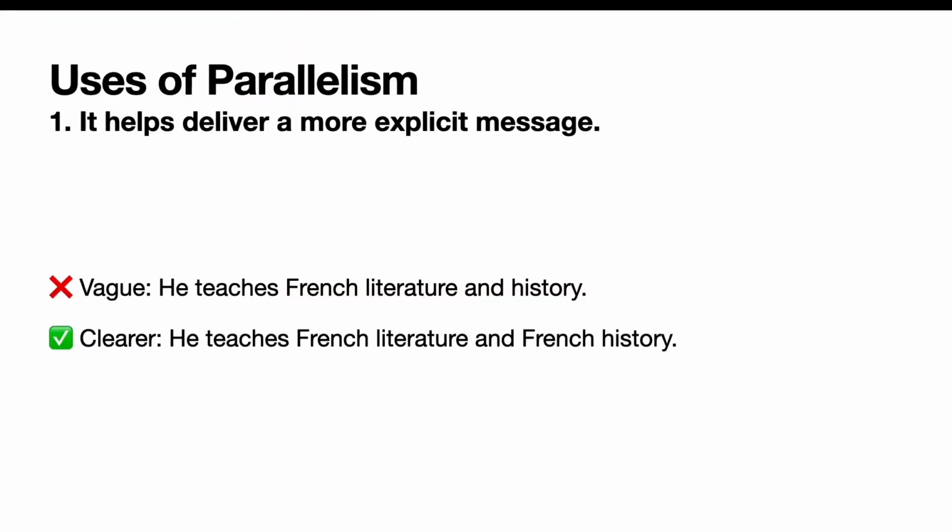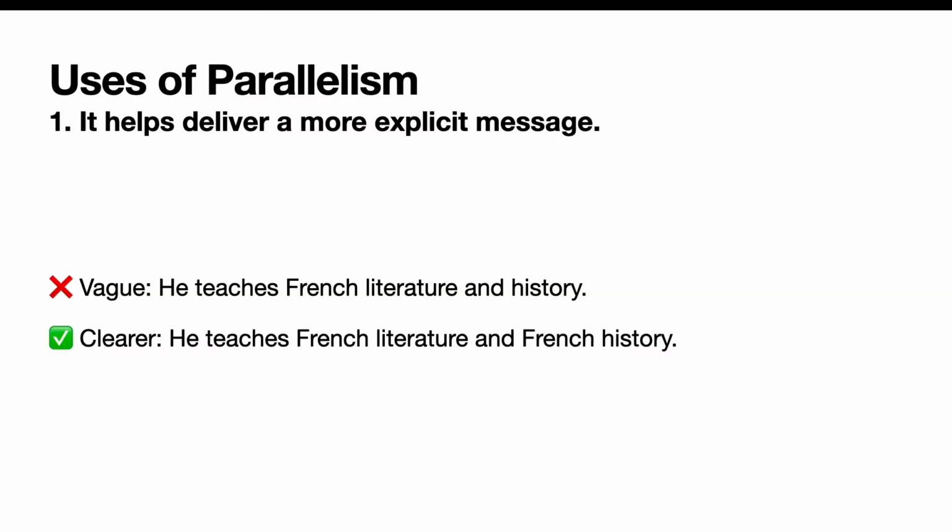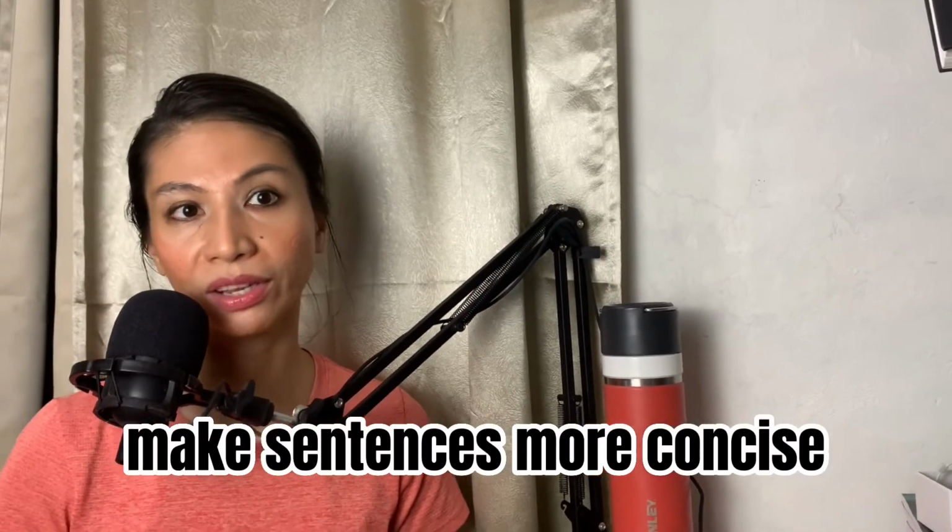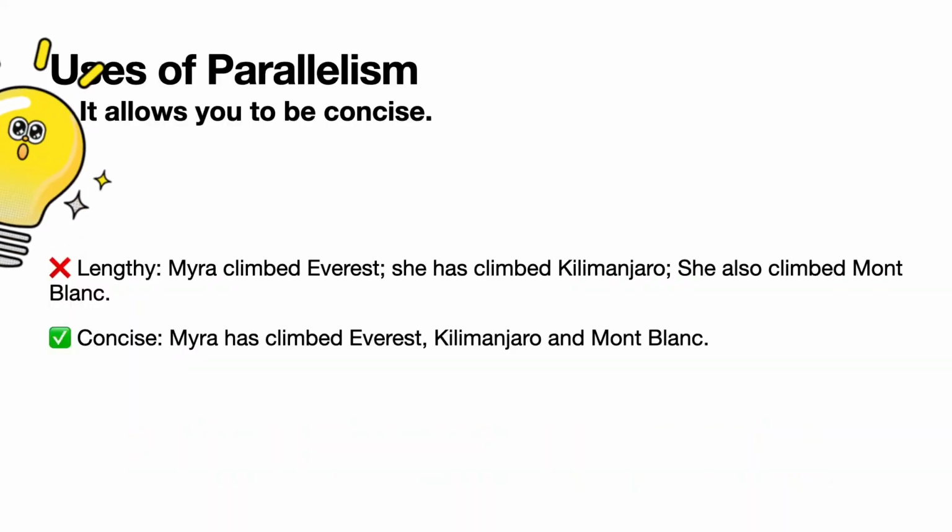Here's another example where clarity is necessary. He teaches French literature and history. The person who reads the sentence might wonder, what type of history is it? Parallel construction here helps clarify that history is not just any history or history in general, but French history. Another reason why you'd want your sentences to have a parallel construction is to eliminate repetitiveness or unnecessary words, to make sentences more concise, like in this sentence.